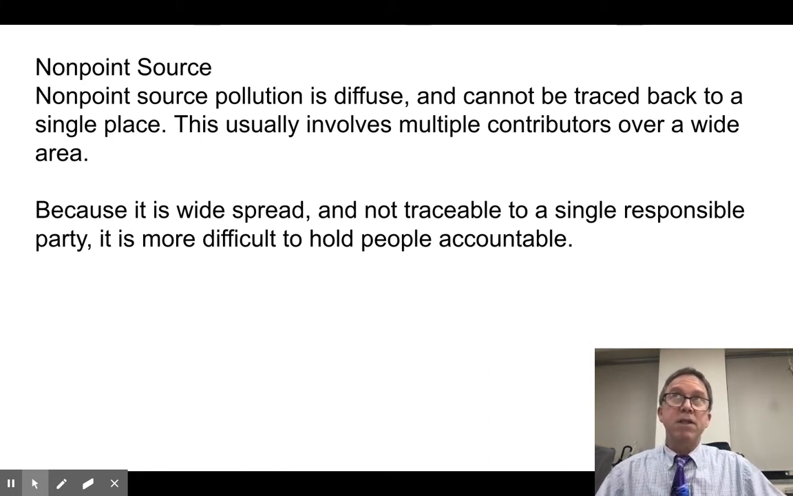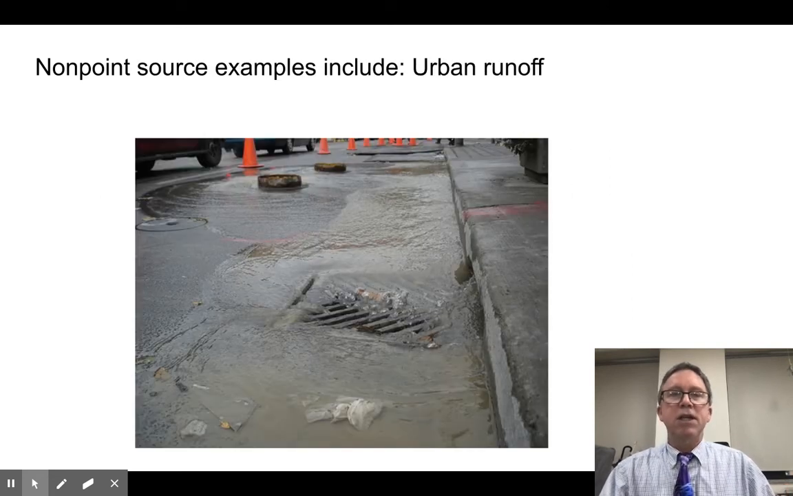And so it becomes more of a societal problem that requires a different mindset for how to treat it, which is basically managing whatever effluent it is, say from car exhaust, either through education or other management. So let's take a look at examples.